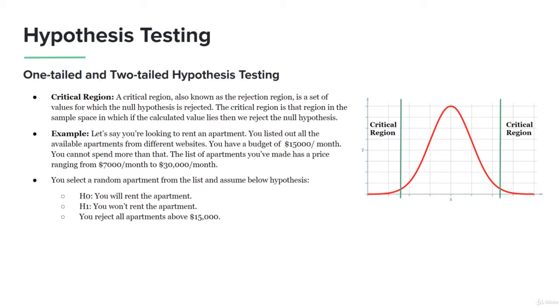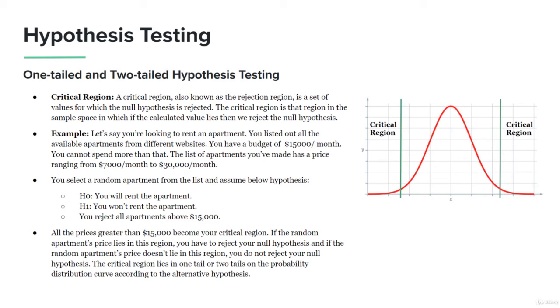So very simple here, very easy for us to understand this. All the prices greater than $15,000 become your critical region. Hopefully you're able to grasp that, right? Because the critical region is on the outskirts. In the middle of the bell curve, those are all the apartments that are within your budget range, and the ones in the critical regions are going to be outside, right? And so the critical region lies in the one tail or two tails of the probability distribution curve, according to the alternate hypothesis.